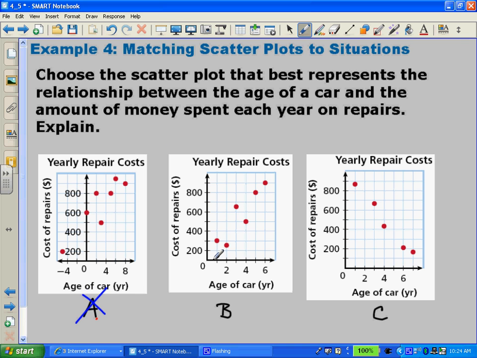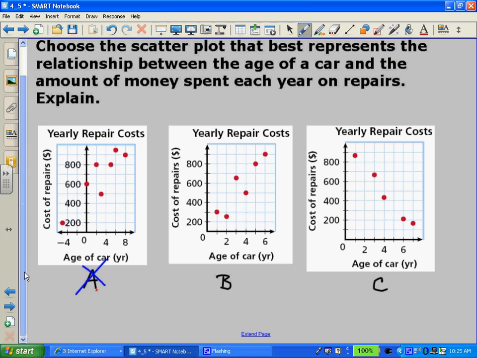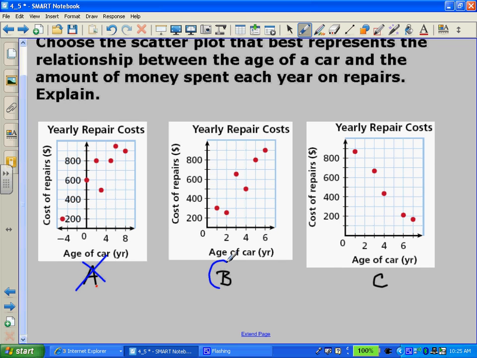So B says that the older the car gets, see here the years increasing, the cost is increasing. So the older the car, the more you're going to spend on repairs. Graph C says the older the car, the less you spend on repairs. So which one do you think makes sense? Well, hopefully you're thinking that graph B makes sense.